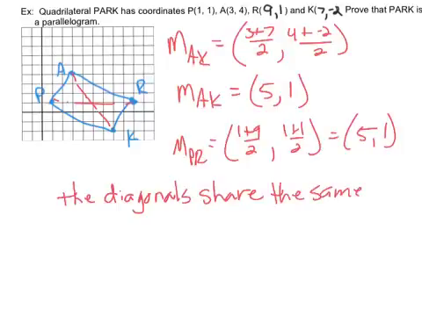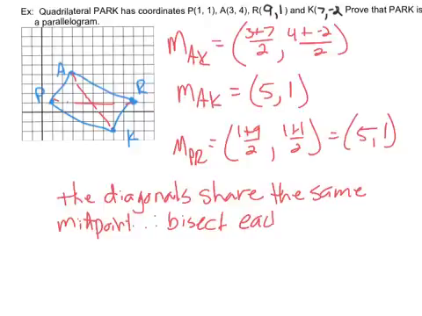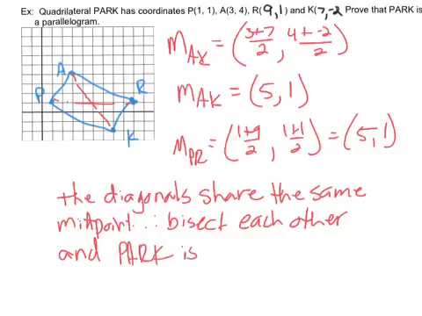So the diagonals share the same midpoint, therefore they bisect each other, and PARK is a parallelogram. That's the kind of concluding statement you need. Parallelogram.